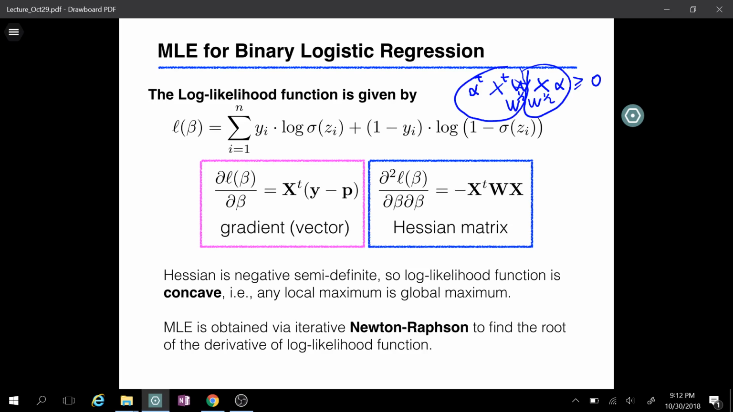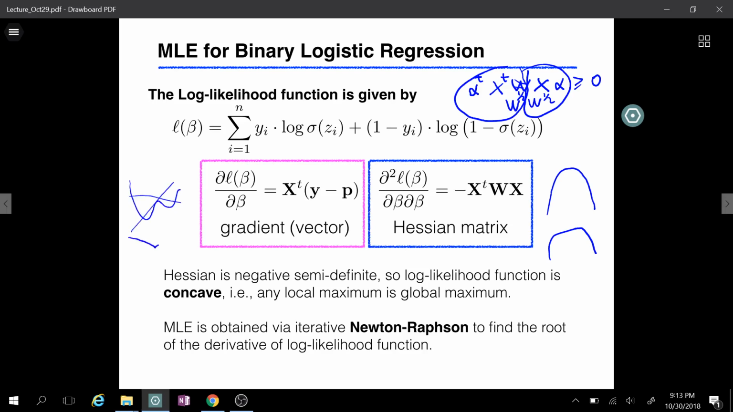And for a one-dimensional function, what if its second derivative is always negative, like this, or like this? So it's a concave function, meaning any local minimum is going to be global. A local maximum is going to be a global maximum. If you are not familiar with concave, you can think about minus log likelihood being a convex function. So this wouldn't be a convex function.